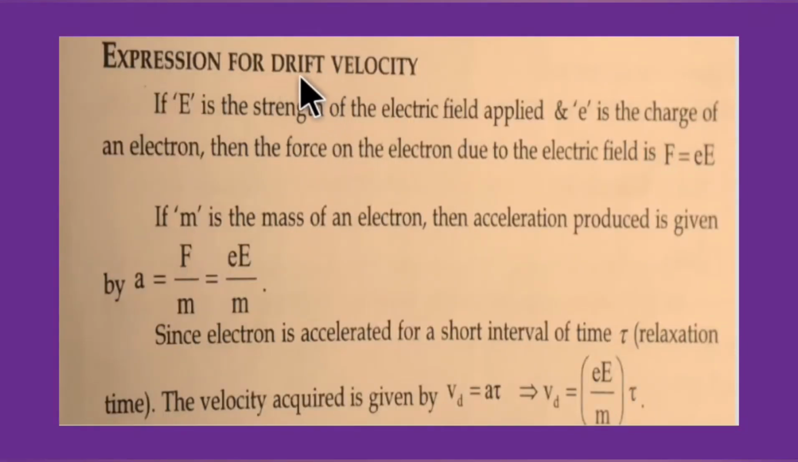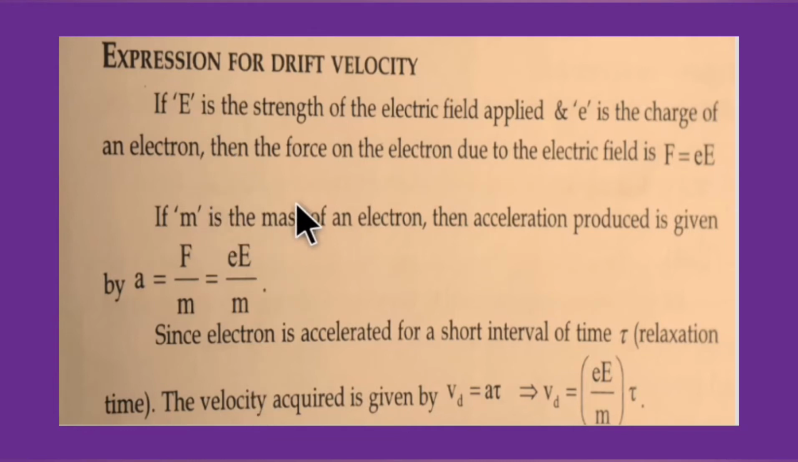So how do we get the expression for drift velocity? Let E be the strength of the electric field applied, and e the charge of the electron. Then the force on the electron due to the electric field is F = eE, that is, electric field into the charge of an electron. What is an electric field? The field around a charged conductor is called an electric field. That electric field is nothing but force divided by charge. Here the electron is the charge we take into consideration, so E = F/e. Therefore F = eE.